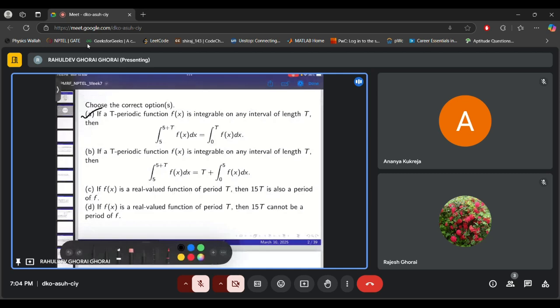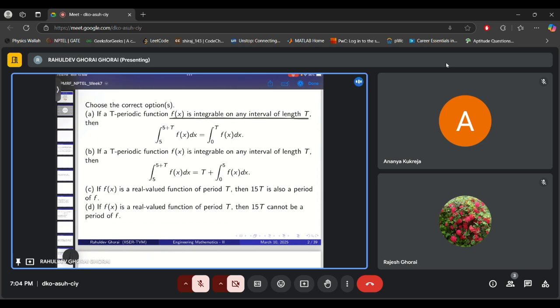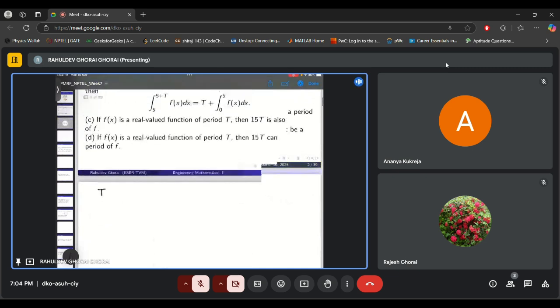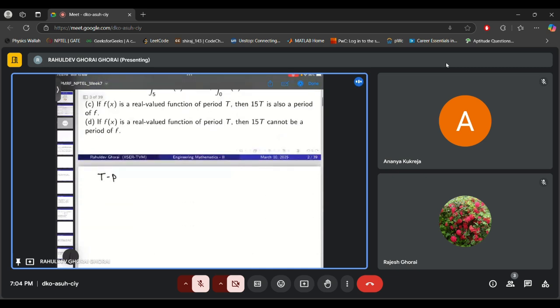Options, mainly you have to find out whether these are correct or not. So let me start with the first one: if a T periodic function f(x) is integrable on any interval of length T, then can we say that this is true? For that, what is a T periodic function? It means the period is T.